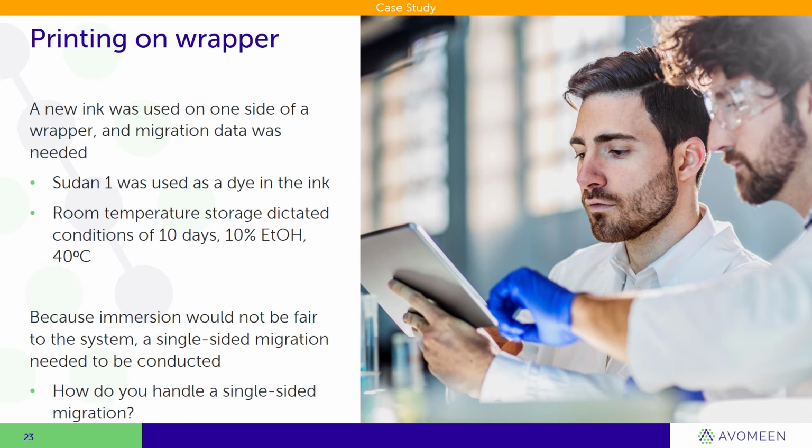So it's going to be packaged at room temperature. So room temperature storage, 10 days, 40 degrees C, 10% ethanol as an aqueous food simulant. Now, you're not going to just take that wrapper and put it into a jar and fill it with food simulating solvent, because that's really not fair to the process, because the printing is on one side. So you have to somehow generate a single-sided migration study. There are two ways of doing that. It was a small wrapper, so we'll show you what we picked.